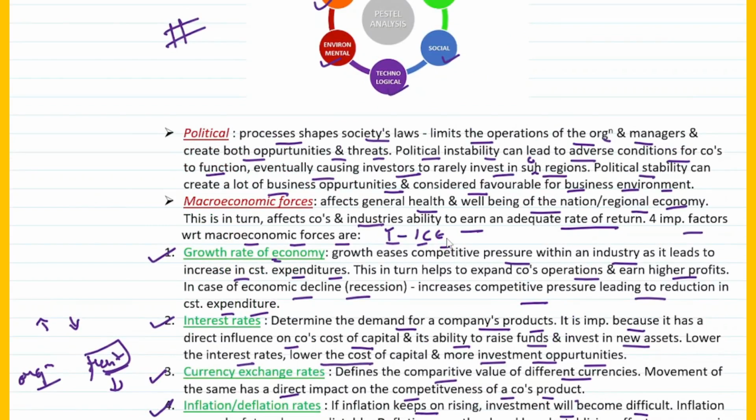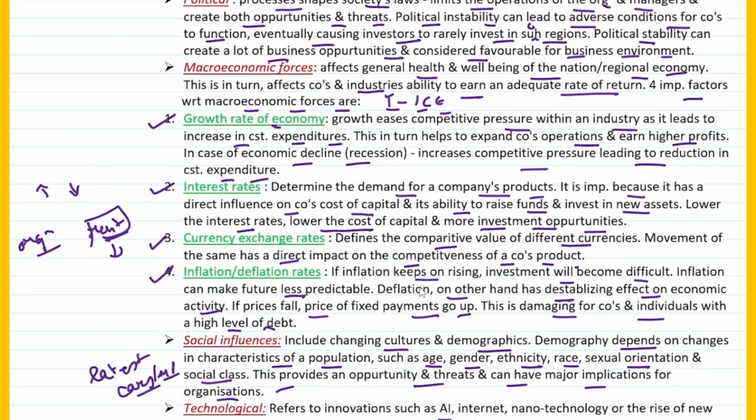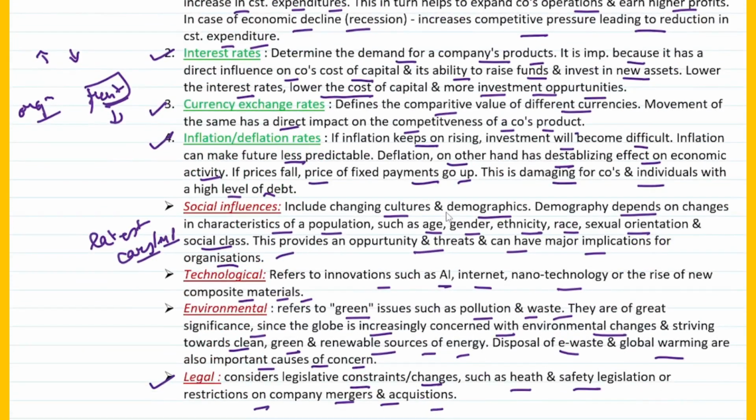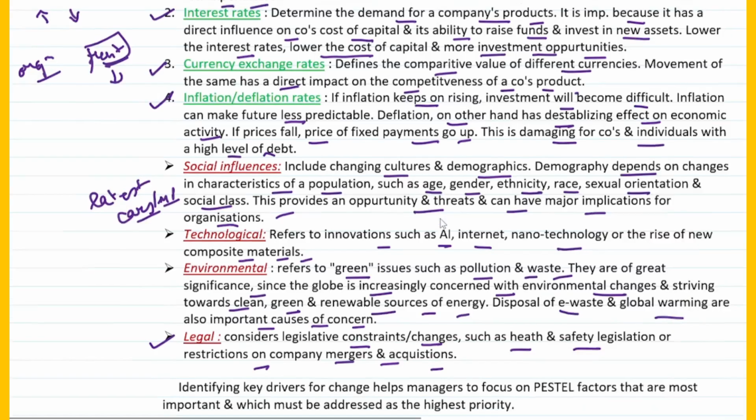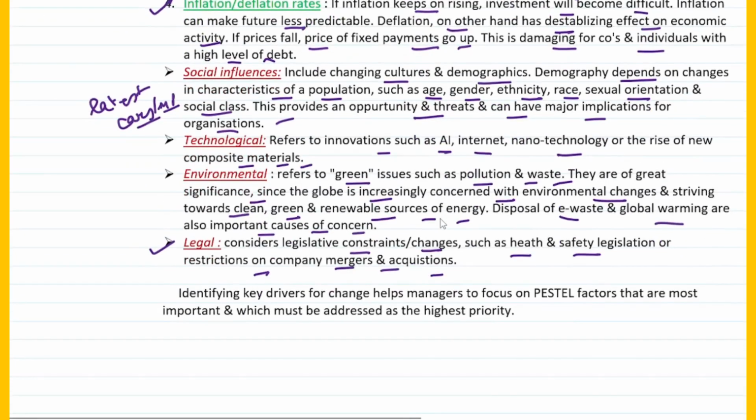Then we talk about the economic forces. It basically comprises 4 important factors. Remember it as ICE. I is basically interest rates, and the remaining I stands for inflation or deflation rates, C is currency or exchange rates, and finally E is the growth rate of the economy. Then social influences, which talks about the demography, then the technological, and environmental, that is e-waste or the green issues that we talk about.